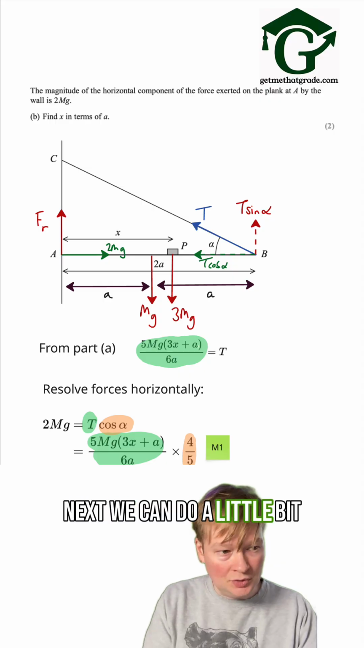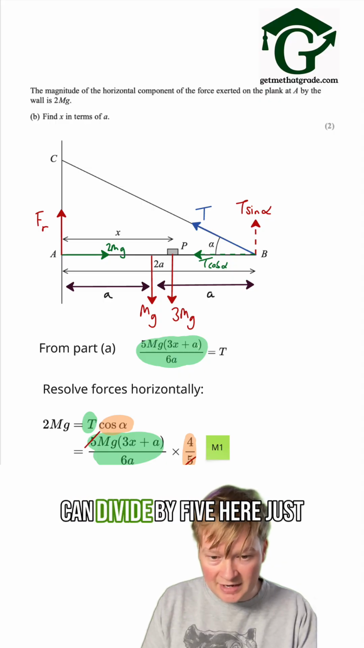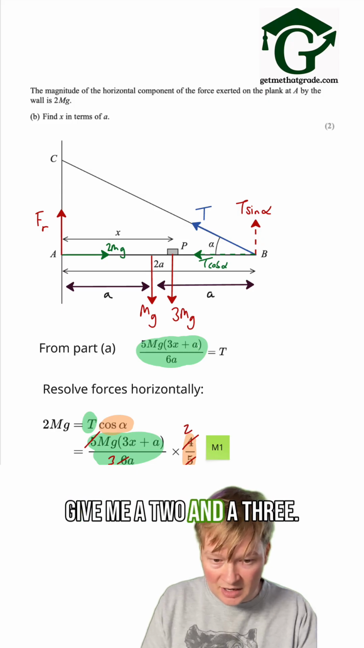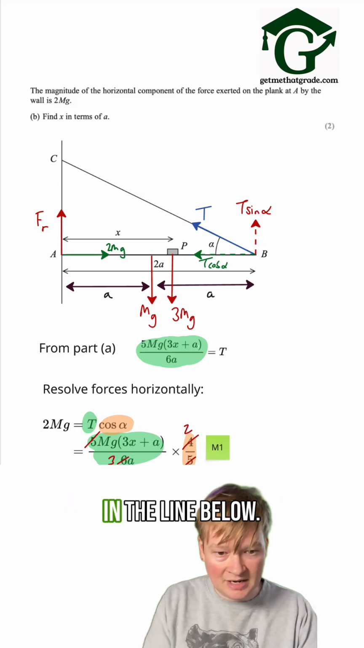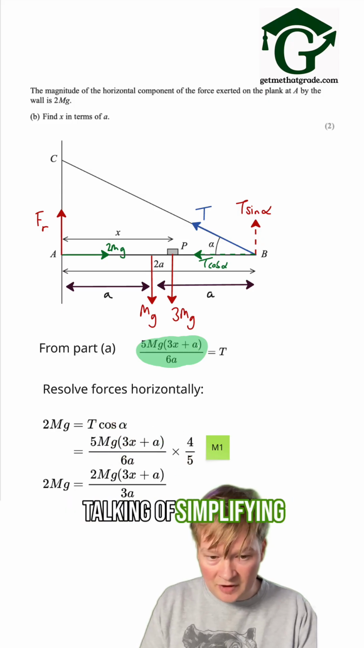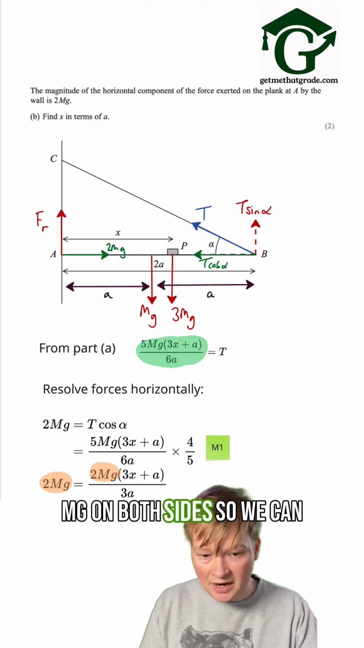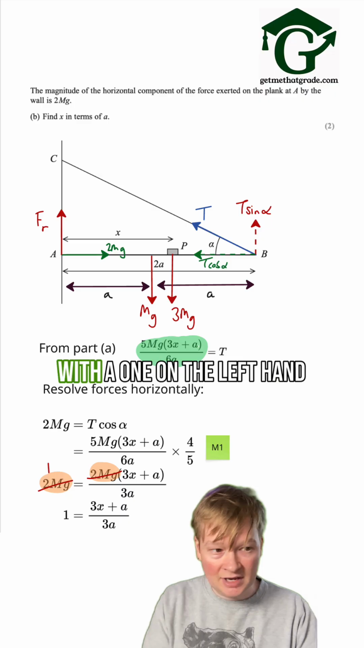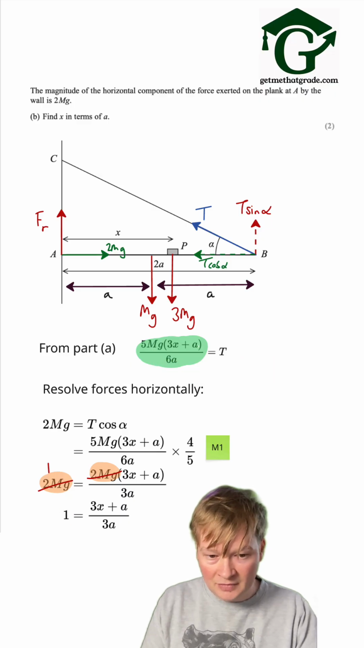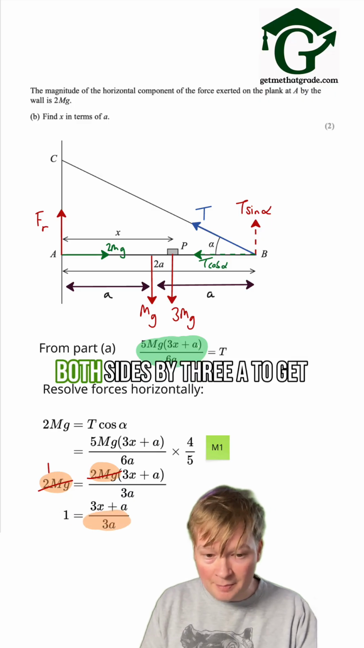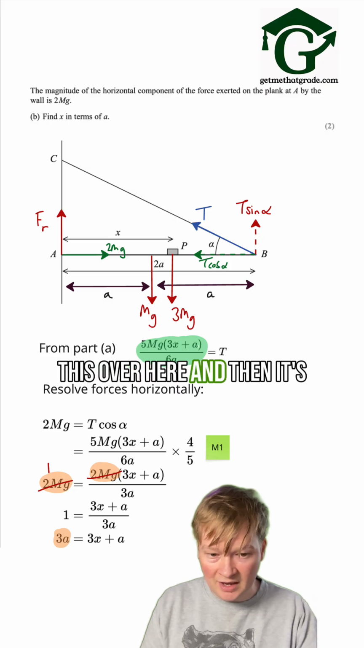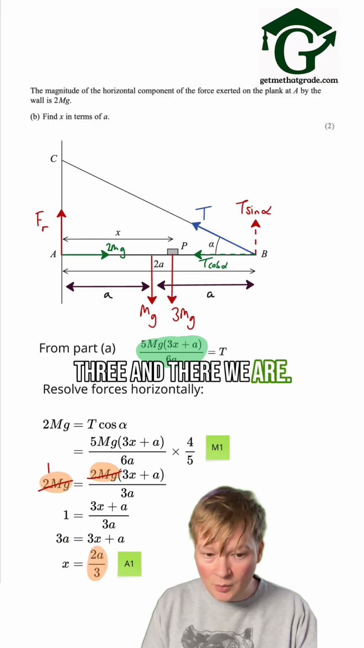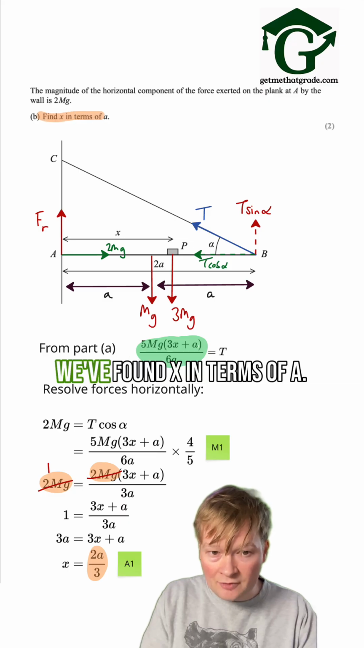Next, we can do a little bit of cancelling. So notice we can divide by 5 here, just to simplify, and the 4 can cancel with the 6 to give me a 2 and a 3. I'm just simplifying things in the line below. Talking of simplifying, notice that we've got a 2mg on both sides. So we can divide both sides by 2mg, and that will simplify the equation further, leaving us with a 1 on the left-hand side. Next, we can eliminate the fraction by multiplying both sides by 3a to get this over here. And then it's just a case of subtracting a to get 2a, dividing by 3, and there we are. We've got x equals 2a over 3. We found x in terms of a.